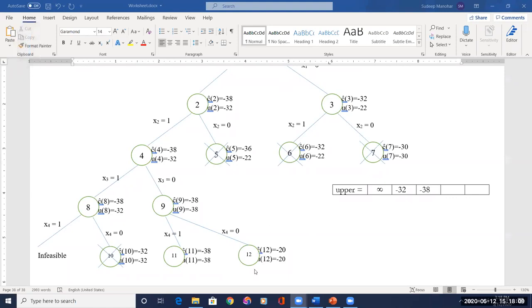Yes, we will continue. So now compare the values: u of 11 is lesser than u of 12, therefore consider this. Check this value with upper, whether u of 11 is lesser than upper. Upper is also minus 38, therefore no change in that. So now consider the C cap value, whether C cap of 11 is greater than upper. It's the same, therefore don't kill this. Whether C cap of 12 is greater than upper, minus 20 is greater than upper. Yes, it is true. Therefore, kill this node.